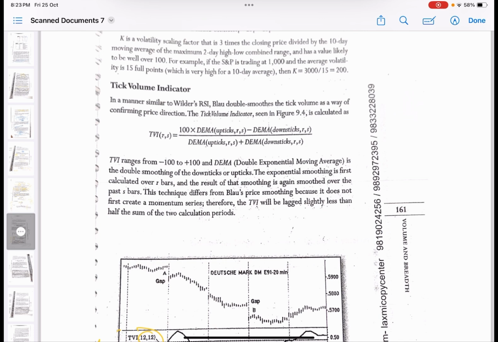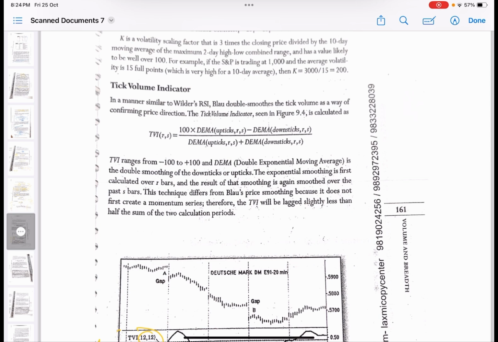So the moment you see that DMA and the upticks and downticks, you should just know that it is the tick volume indicator. And usually the range of the tick volume indicator is from minus 100 to 100. When we were talking about the K, which is the volatility scale factor, you know that K is usually more than 100. The exponential smoothing is calculated over R bars, and the result of the smoothing is again smoothed over the past S bars. So now you know what R and S are, which are given in the formula, right?